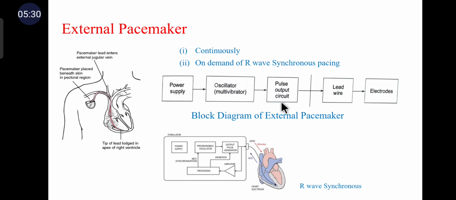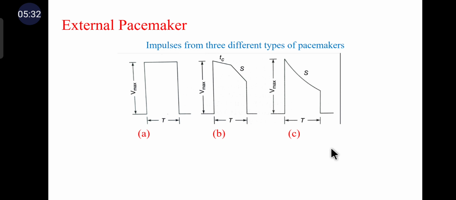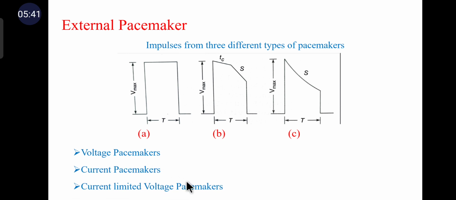So there are three types of pacemakers based on the output waveform: voltage pacemakers, current pacemakers, and current limited voltage pacemakers. Voltage pacemakers are those in which the current in the circuit is determined by the available voltage during the entire duration of the impulse. So the voltage output from the pacemaker remains constant, and changes of resistance in the circuit will influence only the current. Coming to the current pacemakers, in the second class, throughout the impulse, the current in the circuit is determined by the internal resistance of the pacemaker.